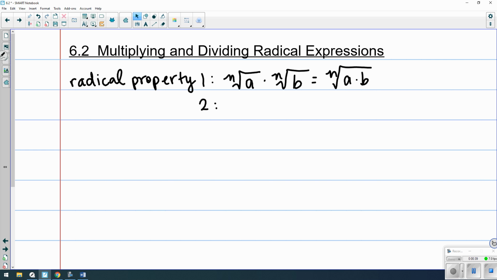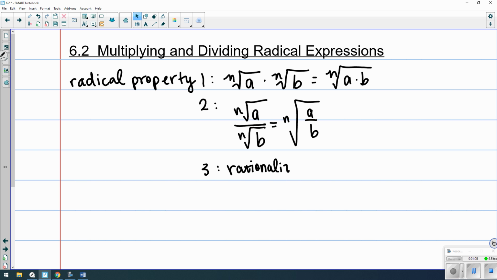Number 2 says that if you have the nth root of a divided by the nth root of b, you can rewrite this as the nth root of a over b. And then the last property is for rationalizing the denominator.